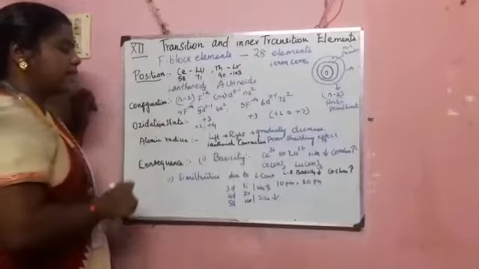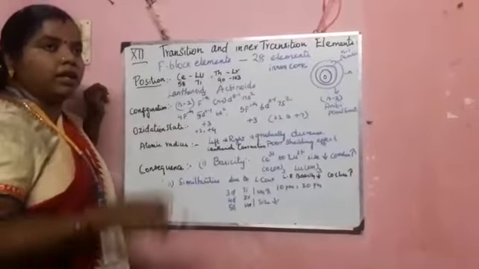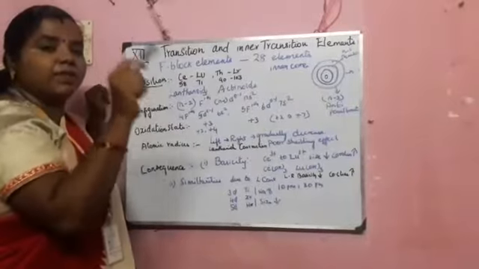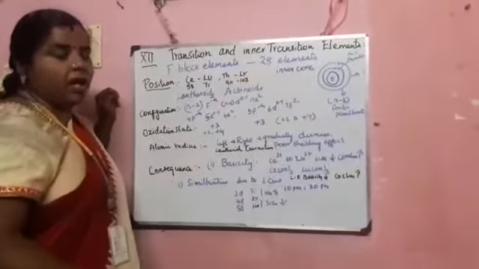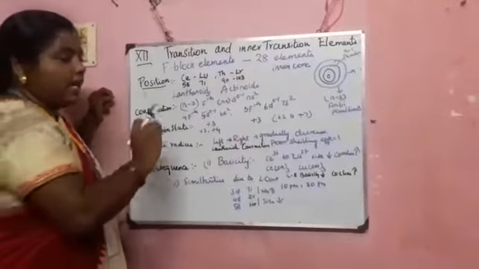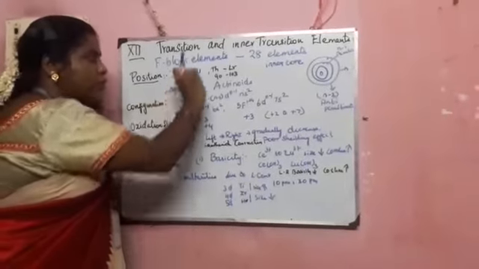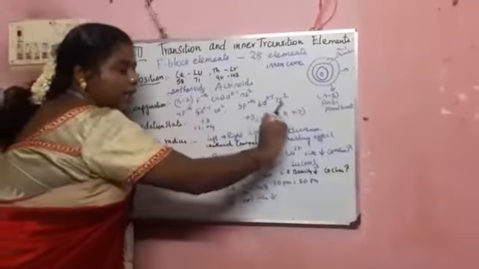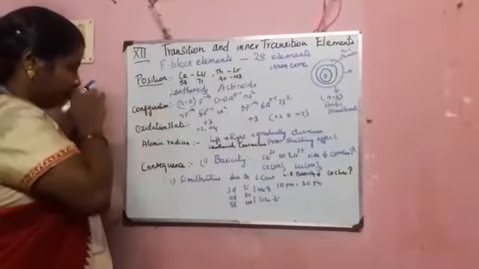And next one, let's see the atomic radius. Atomic radius, we already learned about that. Radius is the distance between the center of the nucleus and the outermost shell, that means the valence shell. In the D block elements, if you look at the atomic radius, first it gradually decreases. At one stage it increases. Again it decreases.